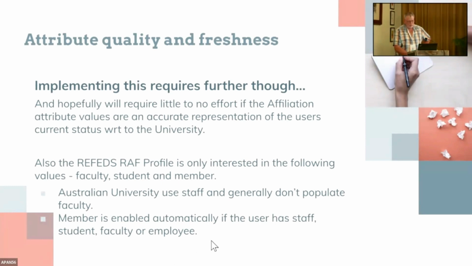And for the member, that's automatically generated based on the fact that a person is a staff, student, faculty, or employee. So if any of those go away, that's automatically removed. So that one's always up to date based on the other values that the user has.